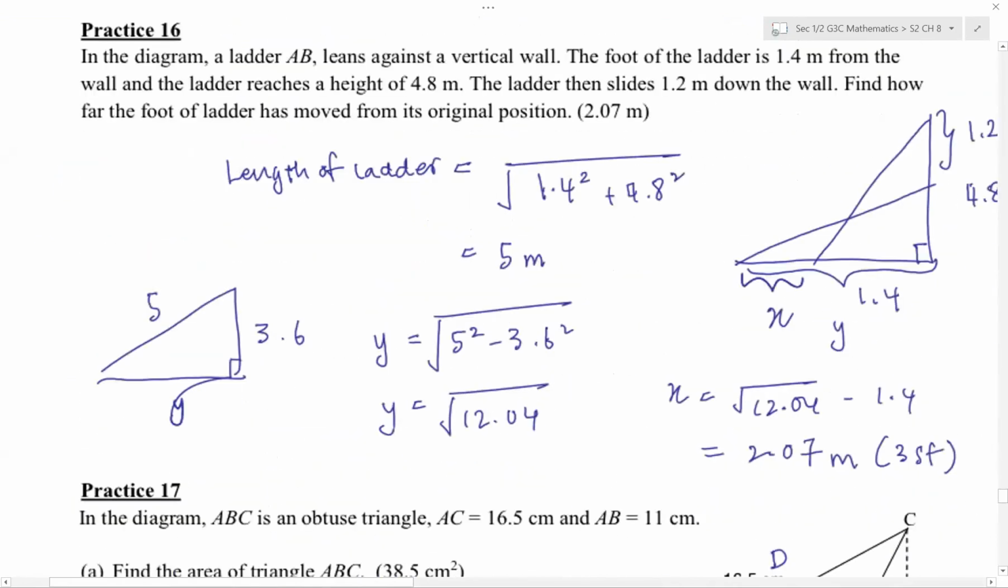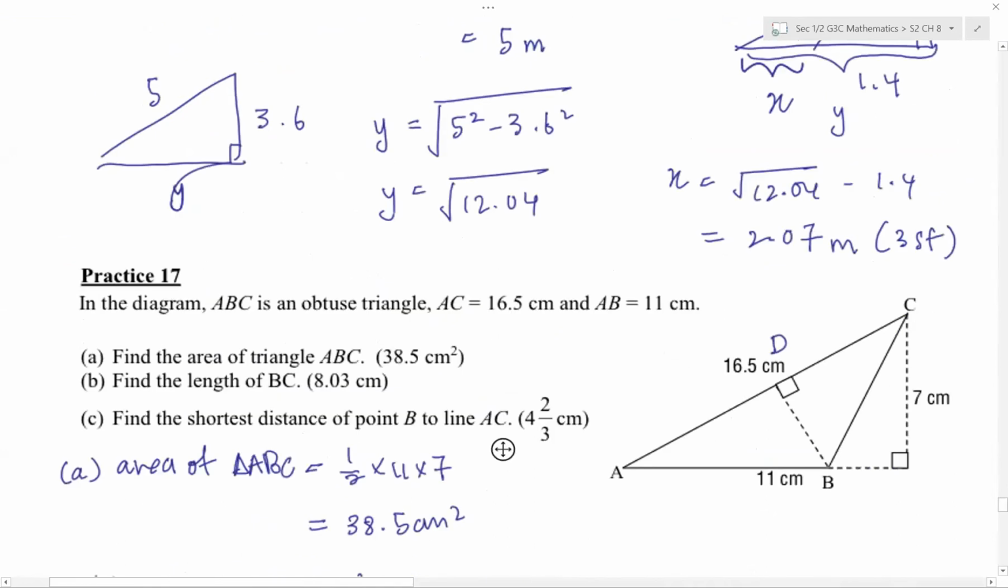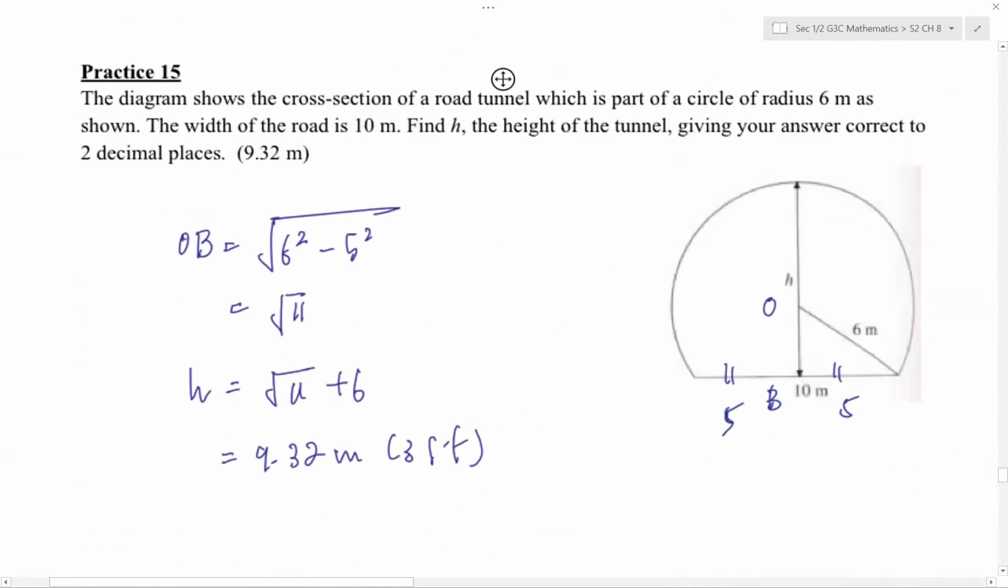The next one, cross section, road tunnel. This is part of a circle. Let me just sketch out the rest of the circle to have a better idea of what it looks like. Radius 6 meters. So 6 over here. This is 6 as well. Anywhere. Oh, by the way, here also 6 meters. Okay. So that's going to be crucial.